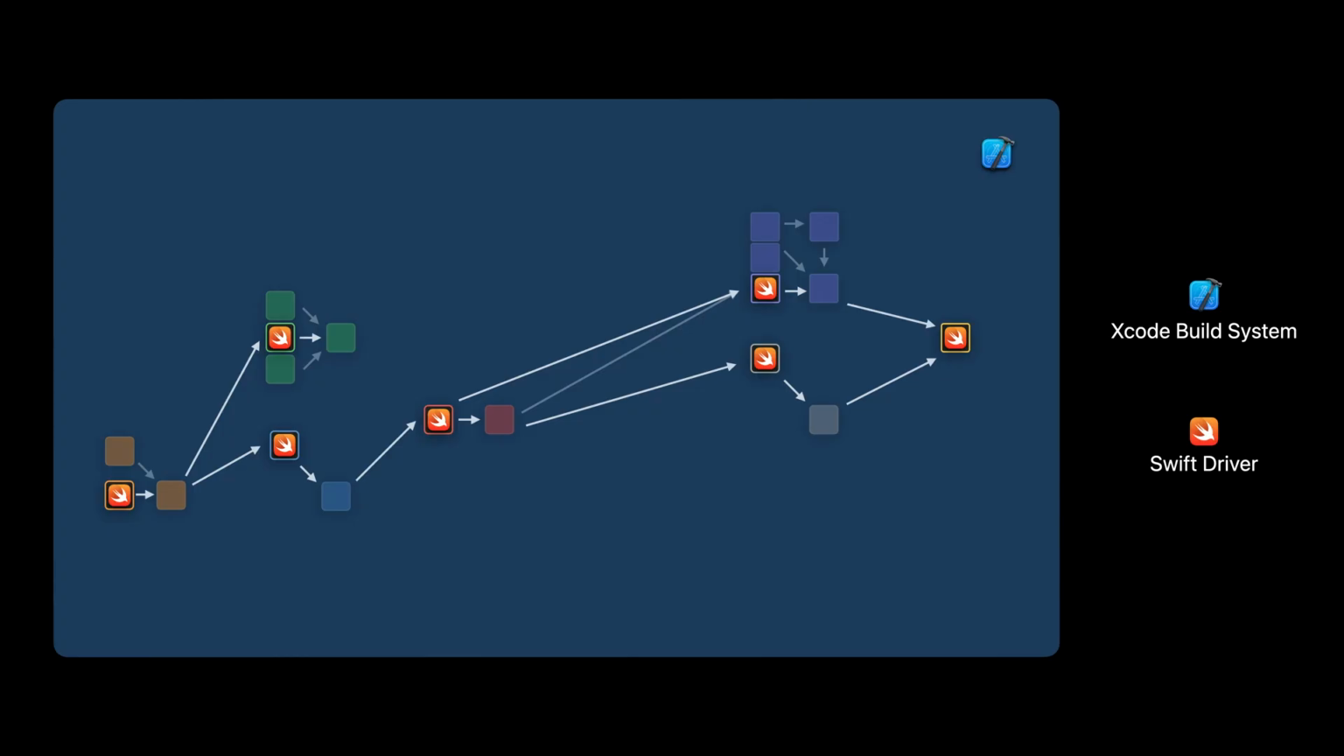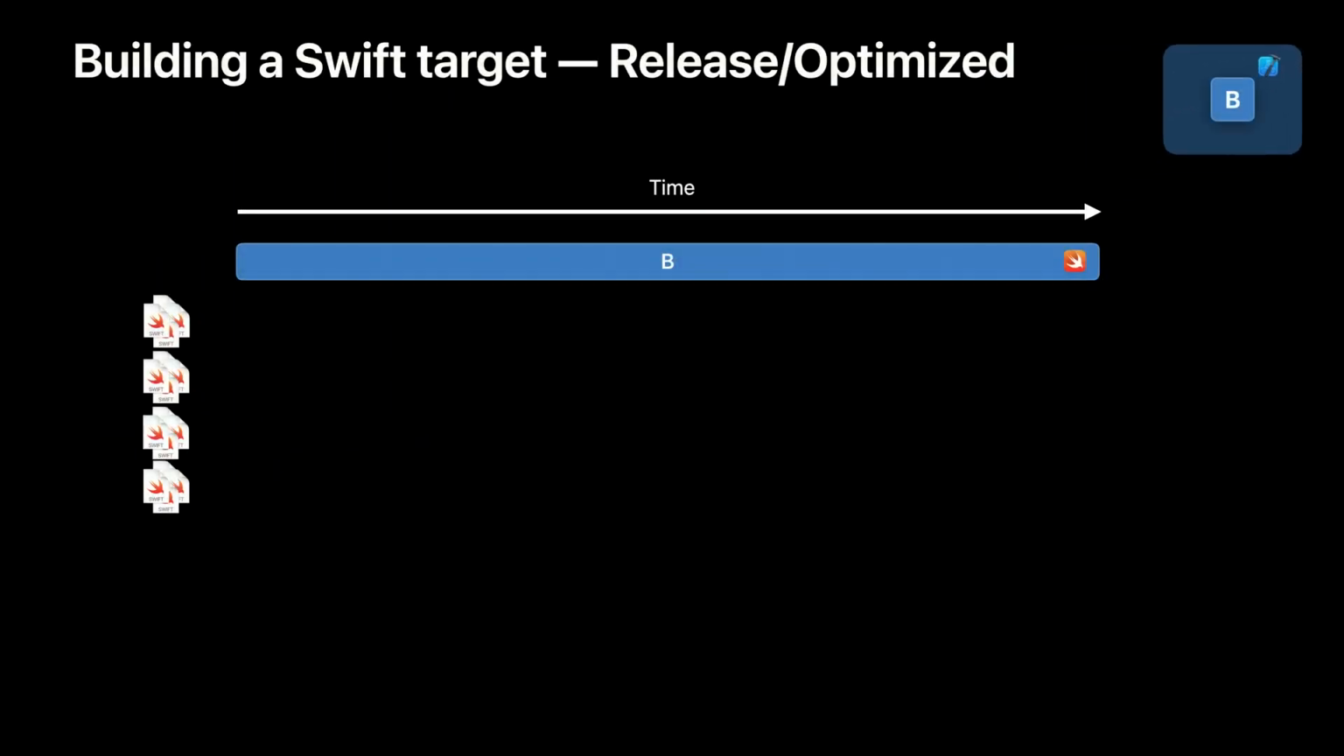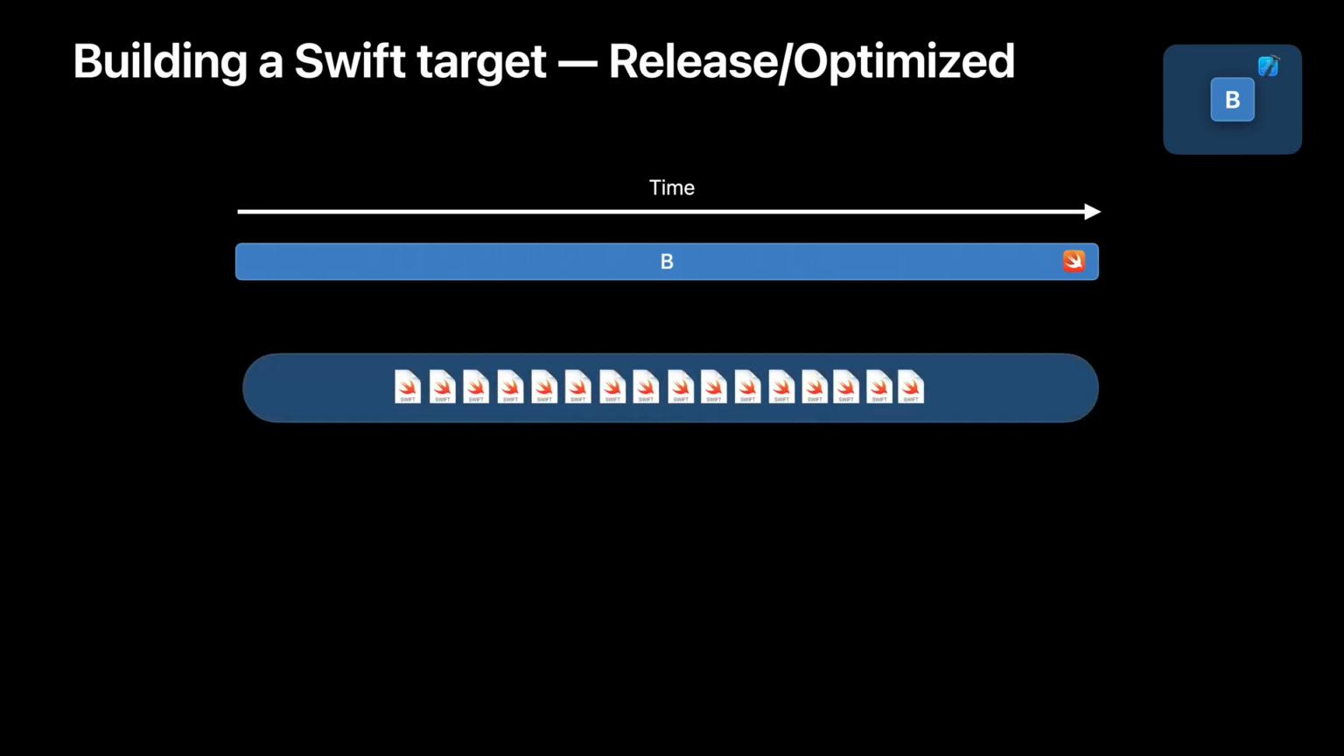Let's take a closer look at an example of what Swift driver does to build one of the targets. Your target probably consists of a collection of several source files. In release or optimized builds, the driver will schedule one compiler task, including all source files, to maximize opportunities for optimization. This single compile task will also produce the target Swift module.